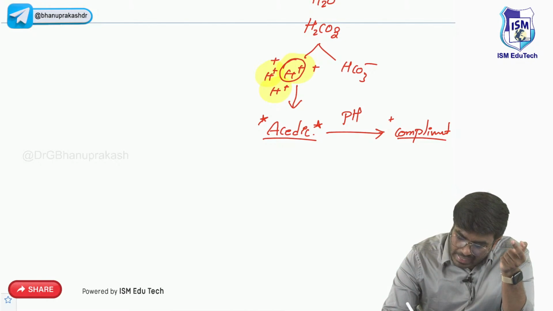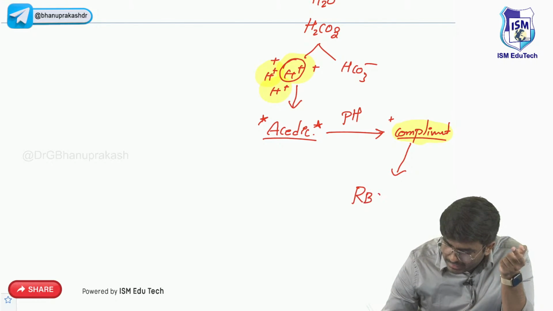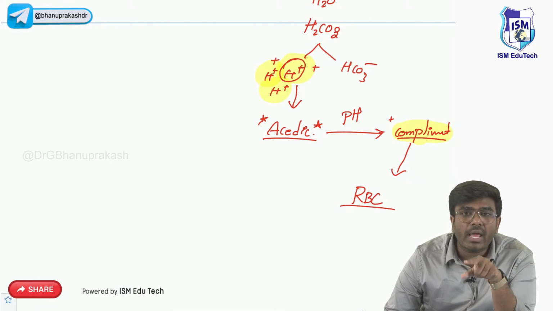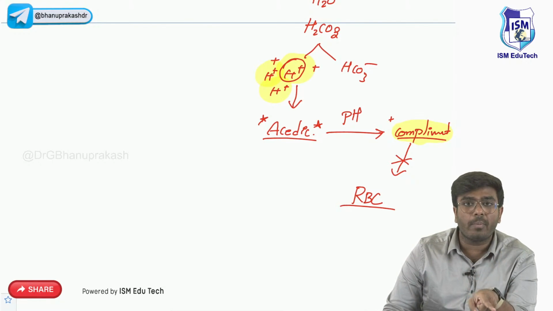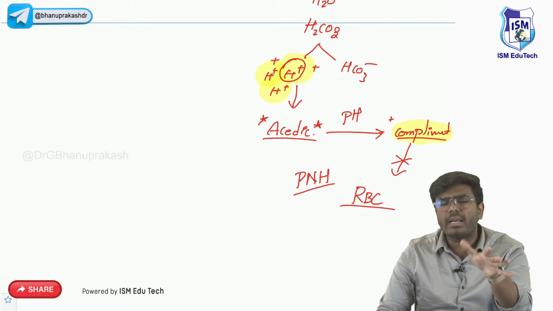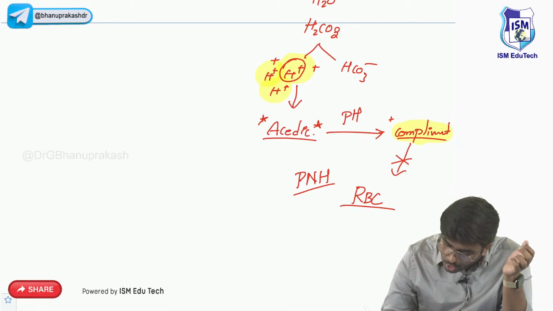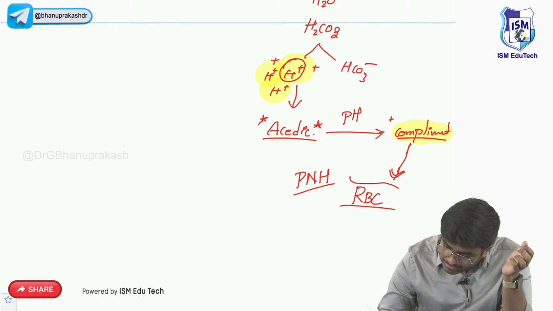Now these activated complements will come to the RBC. In a normal healthy person, when activated complements come to the RBC, what happens? DAF and MIRL are there. DAF and MIRL will inactivate the complements. But in a person who is suffering with PNH, paroxysmal nocturnal hemoglobinuria, GPI is not there, DAF is not there. So the complements are not inactivated. Complements are directly coming and attacking the RBC.